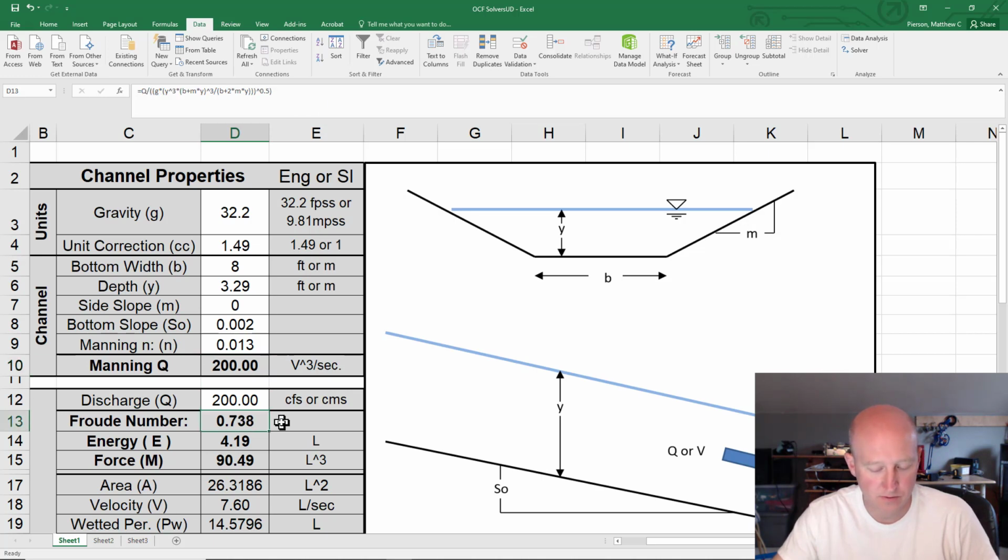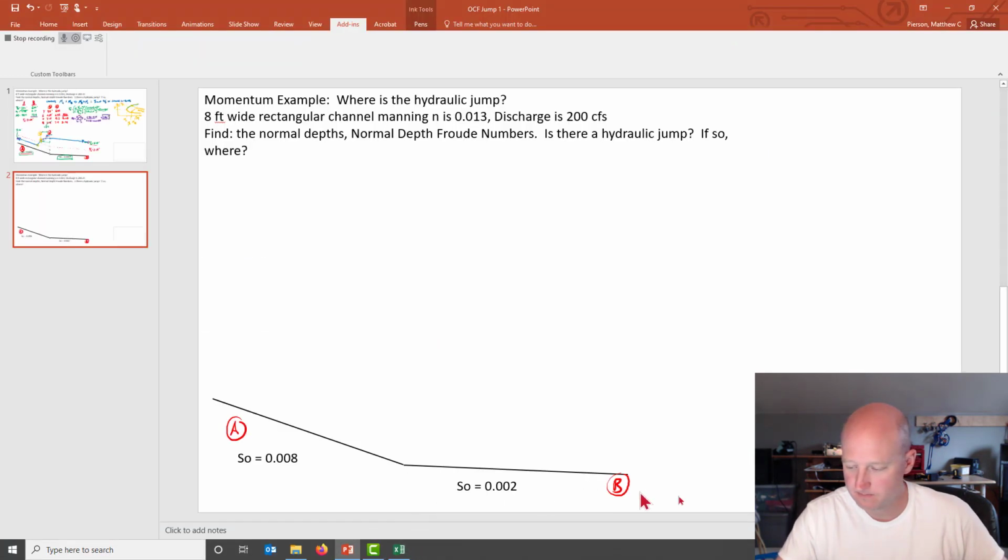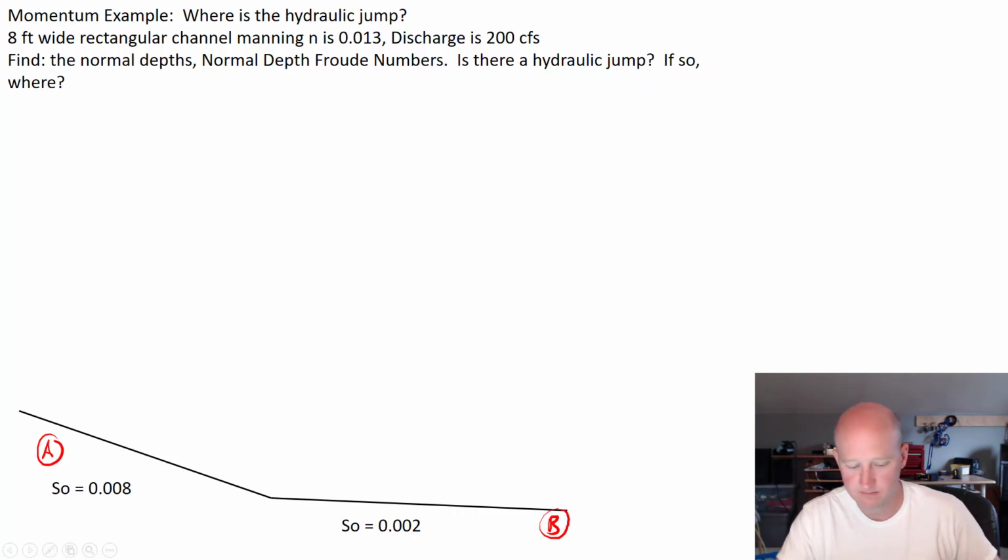We got our Froude number, it's less than 1. We're going to need to know what the specific force is because there's going to be a hydraulic jump. So we'll compare this specific force with specific force from section A, which we already know to be 93. And so we can see that this specific force is less. That means that there's going to be a hydraulic jump downstream. We'll get back to that. Let's write all that down.